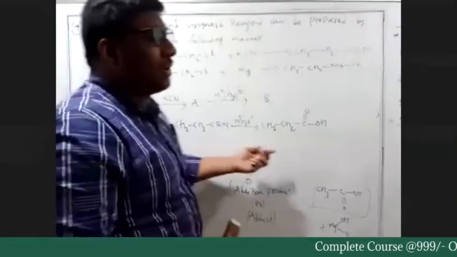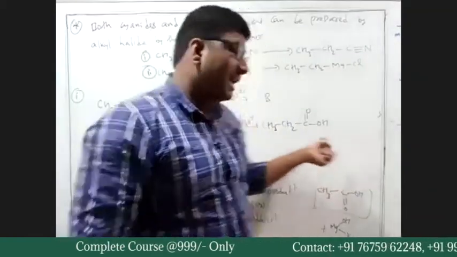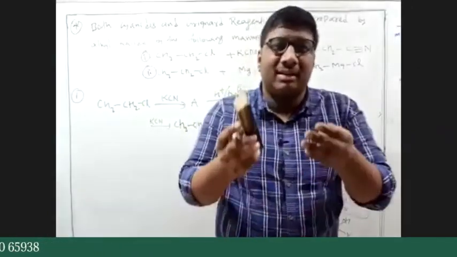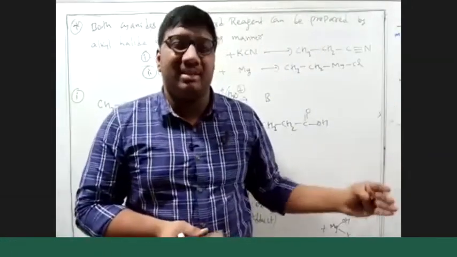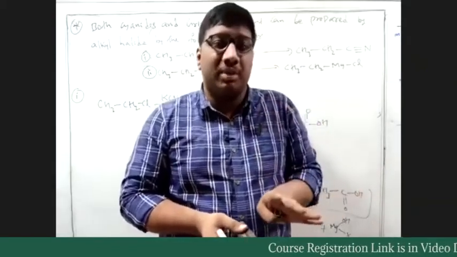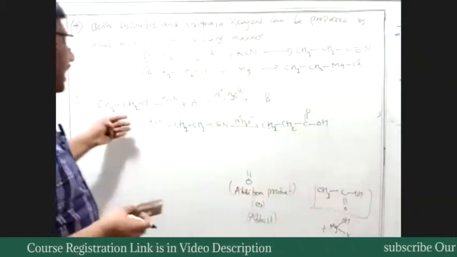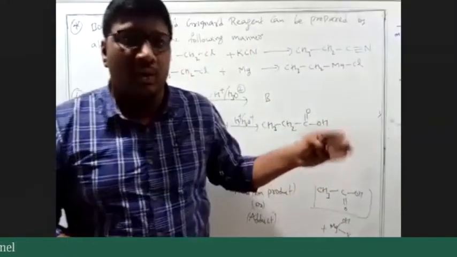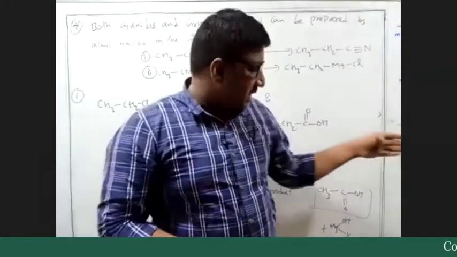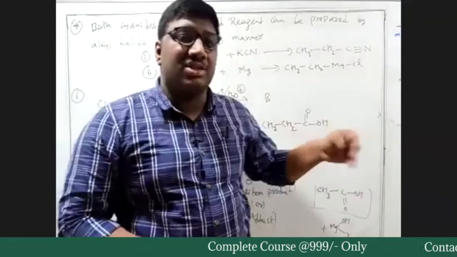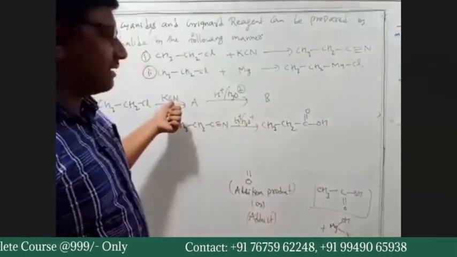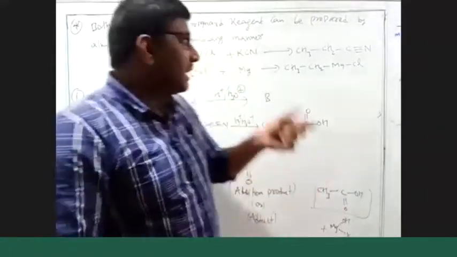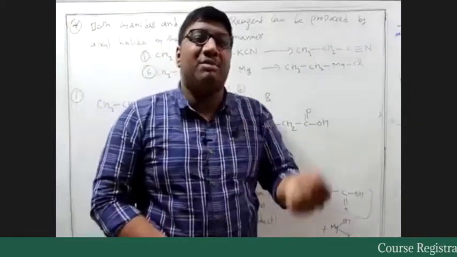So the extra carbon we are actually getting from KCN. If we take ethyl chloride, we'll get propanoic acid, not ethanoic acid. That should be noted. More than one carbon will be present in the final product; that extra carbon we are getting from the cyanide. See, cyanide has CN, right? From there we are getting the extra carbon. Similarly, from Grignard reagents, we are getting the extra carbon from CO2.